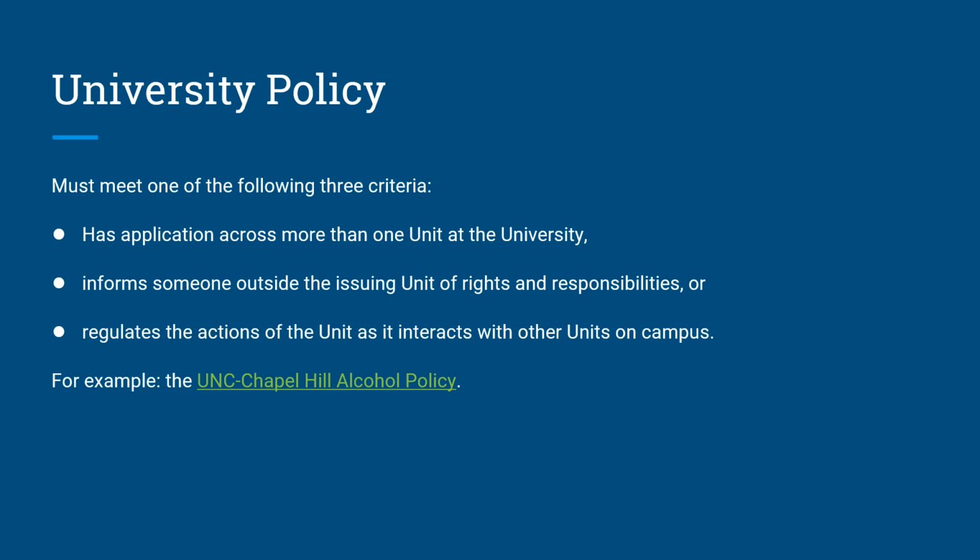One example of a university policy is the UNC-Chapel Hill alcohol policy. The UNC alcohol policy establishes when, where, and to whom alcohol may be sold on campus. This document applies to every unit at UNC.